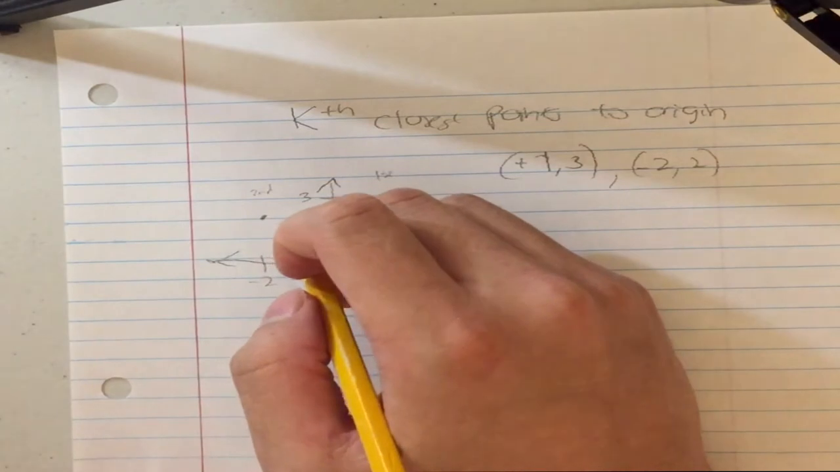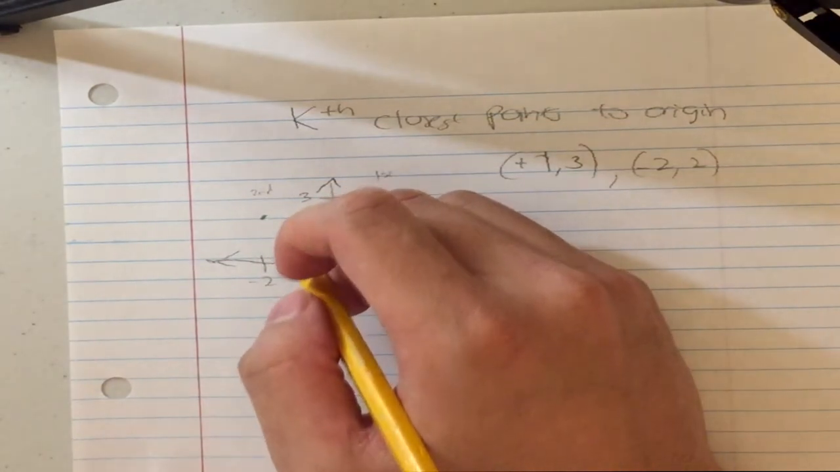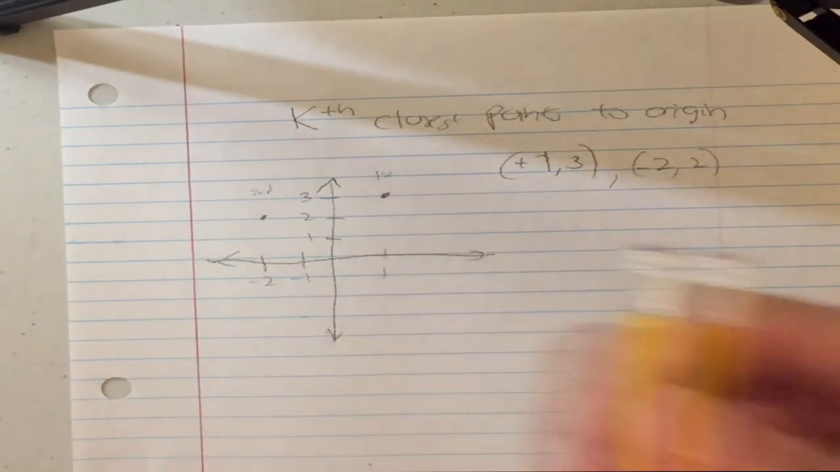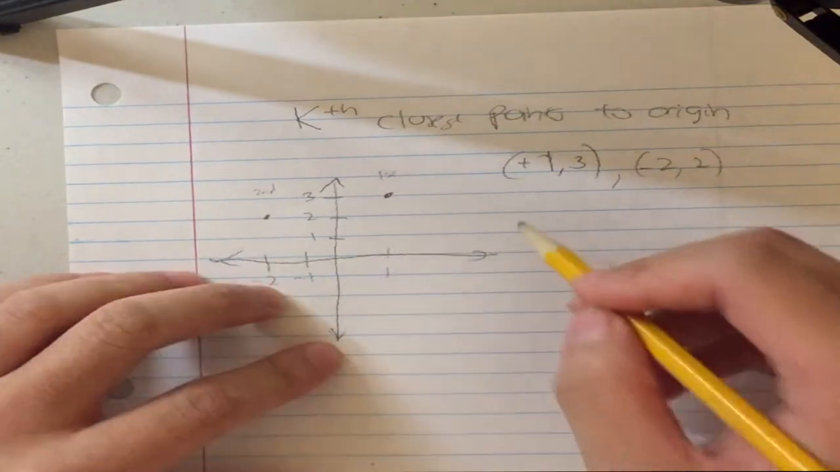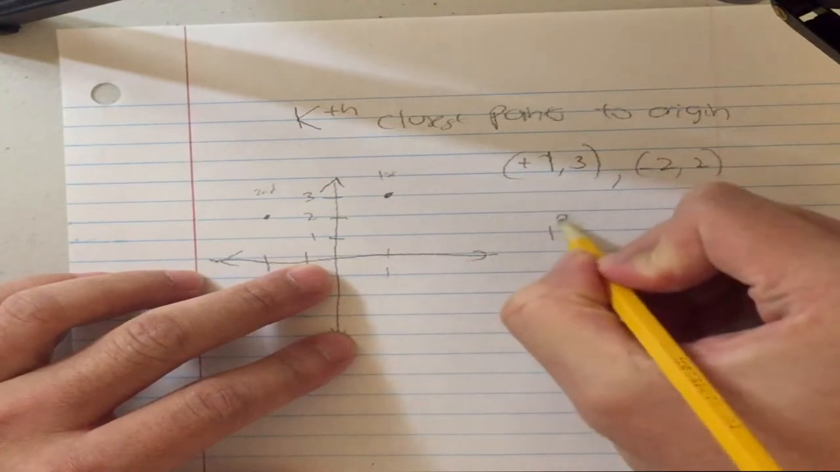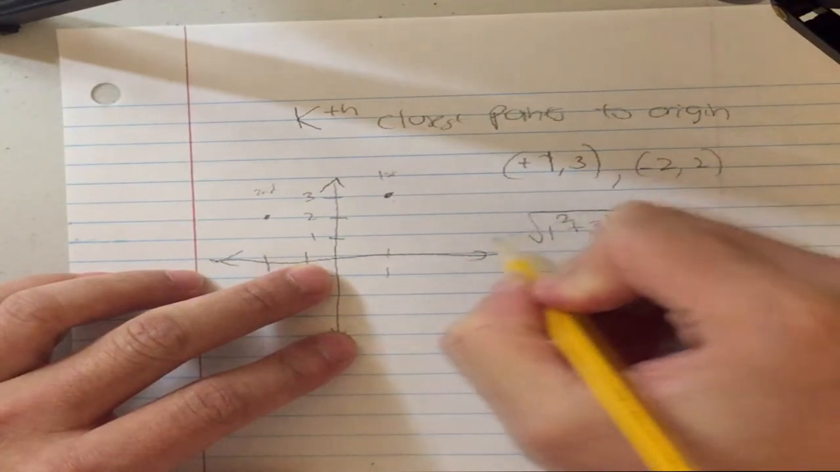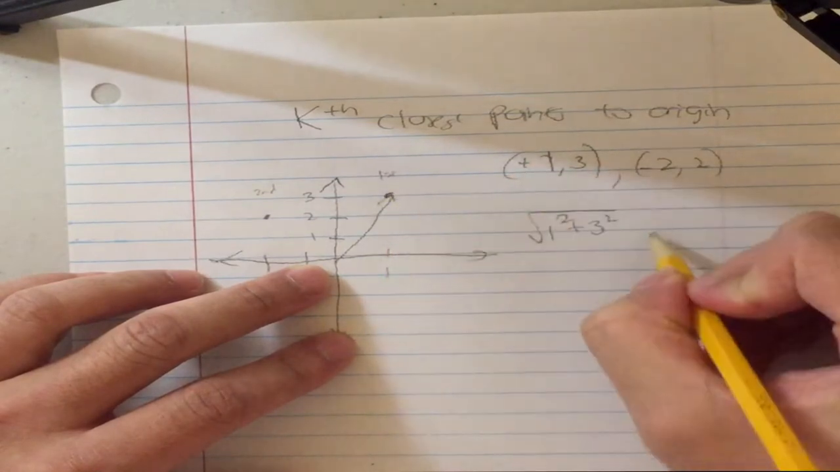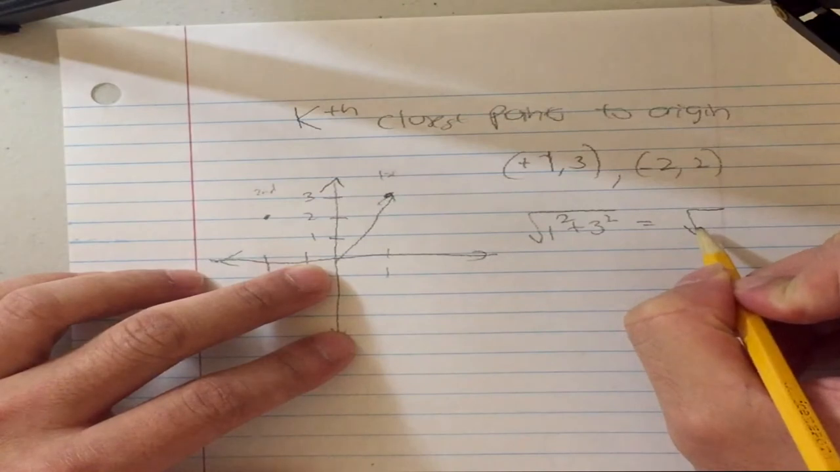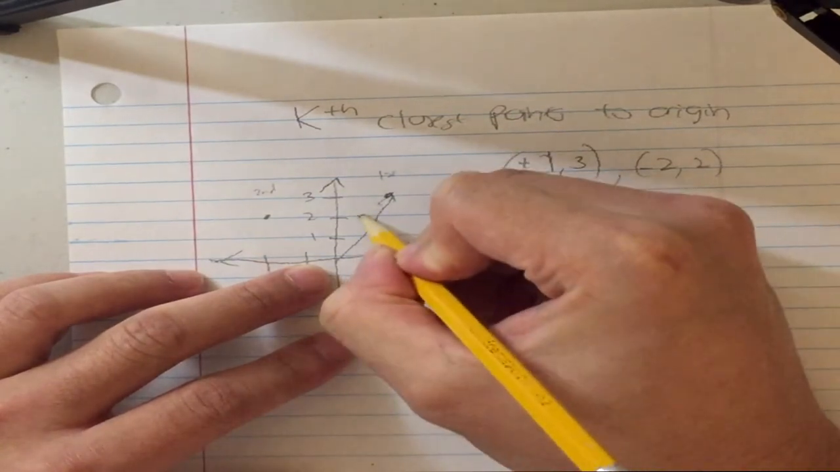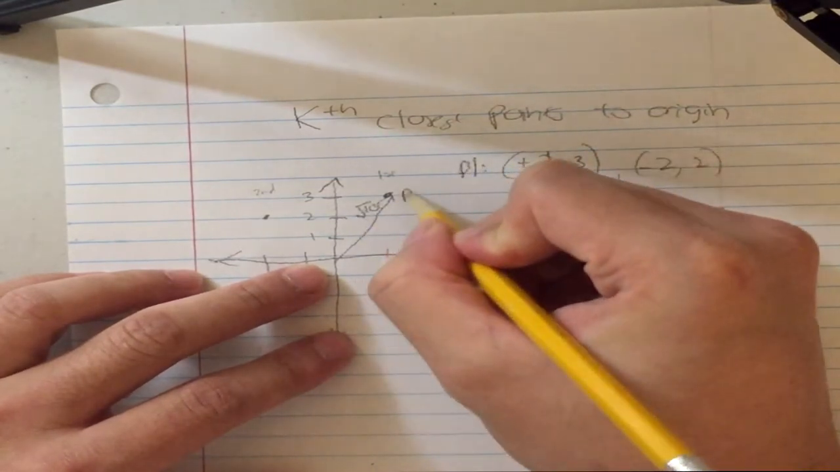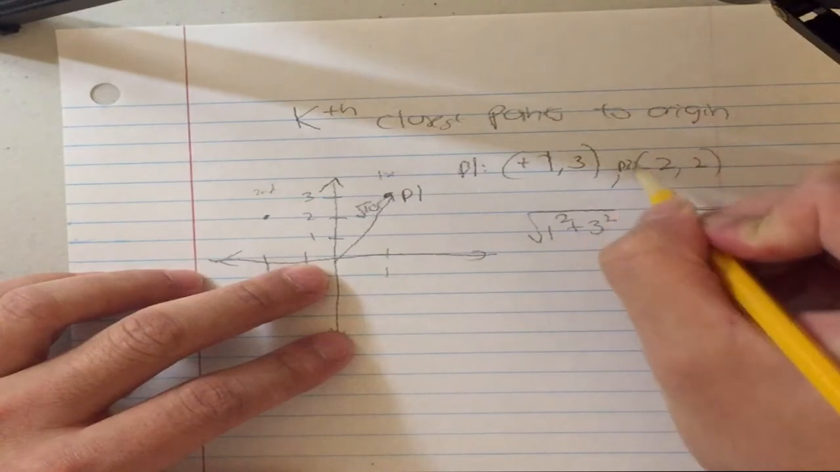And basically, they want us to find the k closest points to the origin based on the Euclidean distance. So using the distance formula, the distance for the point 1, 3 is going to be 1 squared plus 3 squared, and square root. So this distance is going to be square root of 1 plus 9, which is square root of 10. So this distance is square root of 10 for this point P1. We'll call this P1, point 1, and we'll call this point 2.